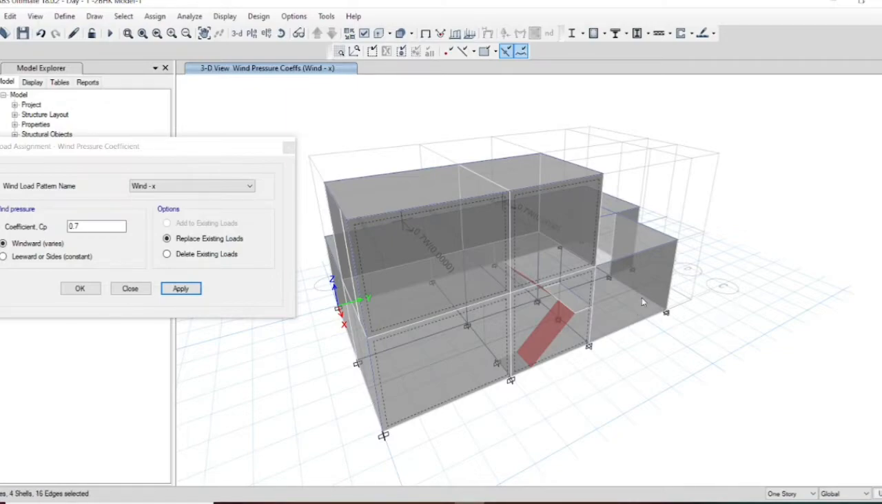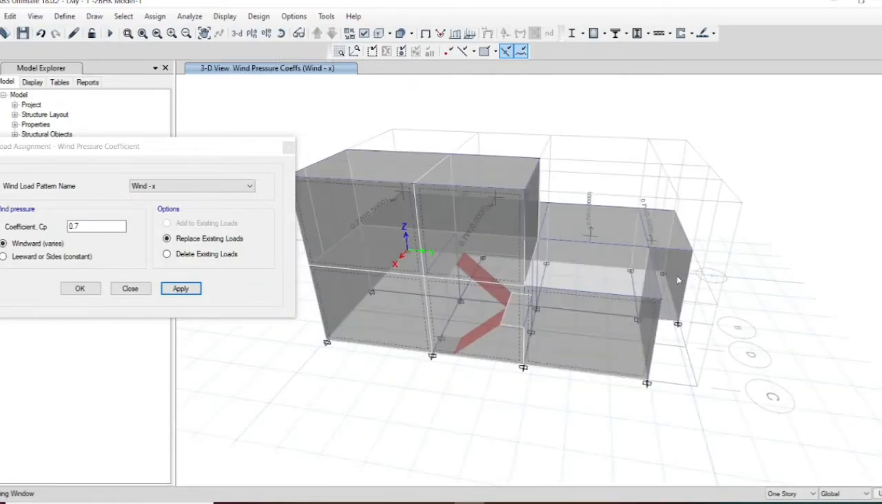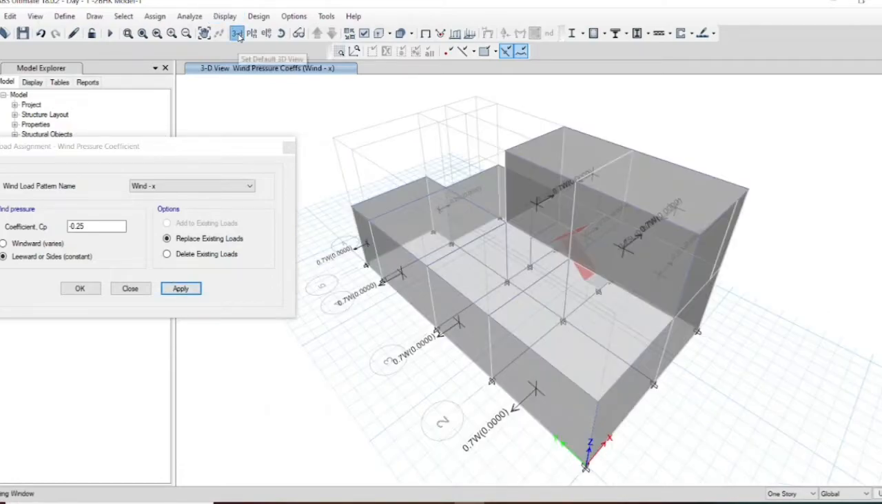Now at these 5 areas, and also the small portion, at these areas you will be having the leeward side, which is minus 0.25. You have to select that and apply. Now we have applied load at the windward side as well as the leeward side. Wind is applied in this direction.